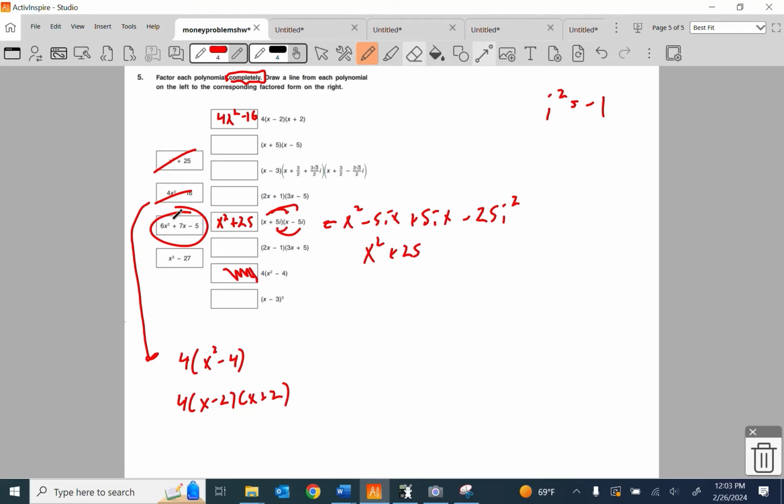I've got this one, that one should be the easy peasy one. It's obviously got to be the guy right there. But if you were to check it, you'd get 6x squared minus 10x plus 3x minus 5, because negative 10 and 3. Oh, it's not this one, is it? No, it's this one. 6x squared plus 10x minus 3x. That's it right there. So this is 6x squared plus 7x minus 5.